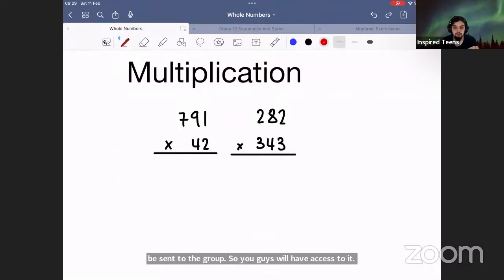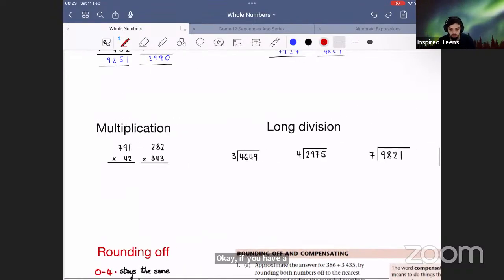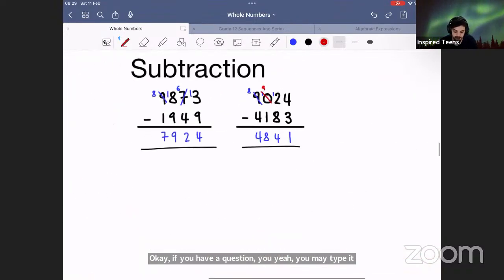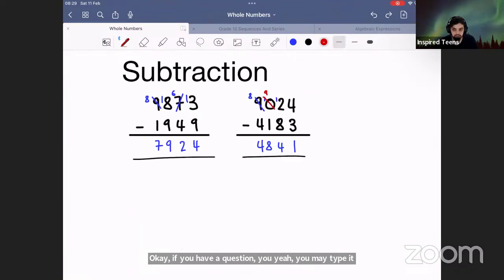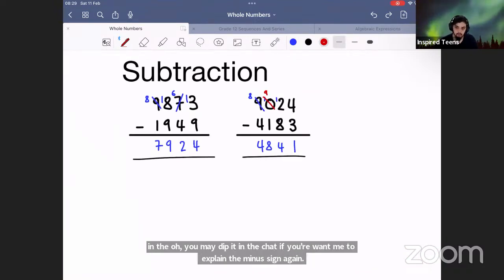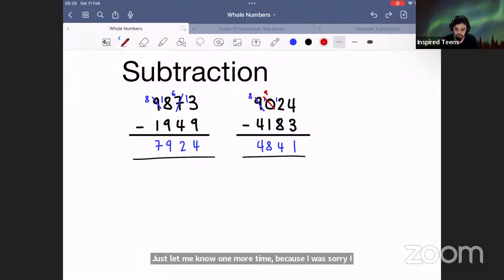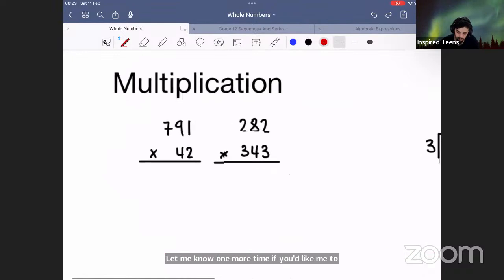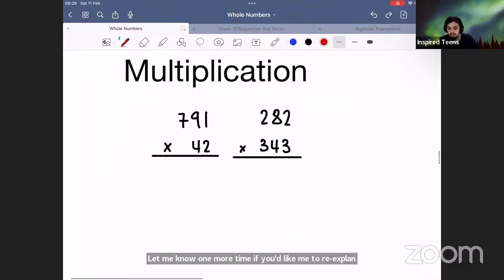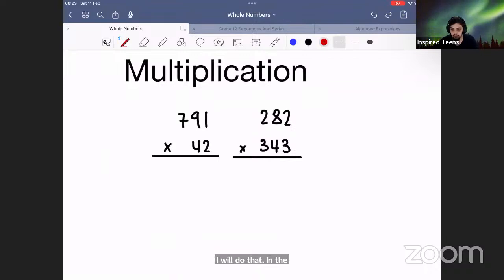If you have a question, you may type it in the Q&A, or you may type it in the chat. If you want me to explain the minus sum again, just let me know one more time, because I'm sorry, I didn't see that message. Let me know if you'd like me to re-explain it, and I will go through it one more time. In the meantime, we're going to go through multiplication, and we'll just go back to the minus one more time.